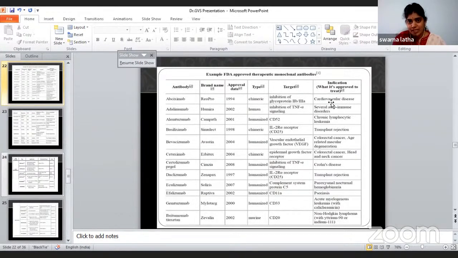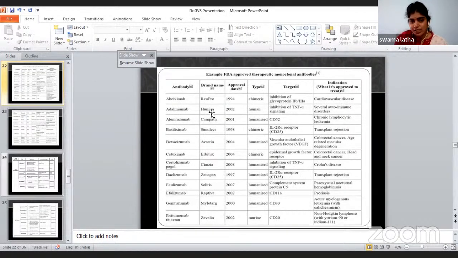See here, for example, for cardiovascular disease, a chimeric type of monoclonal antibody has been used. That means, you got an idea that chimeric means almost up to the constant region it is from human origin, and only the variable region is taken from the mouse. So like that, you can see the types. Almost all the types are being used for different diseases.